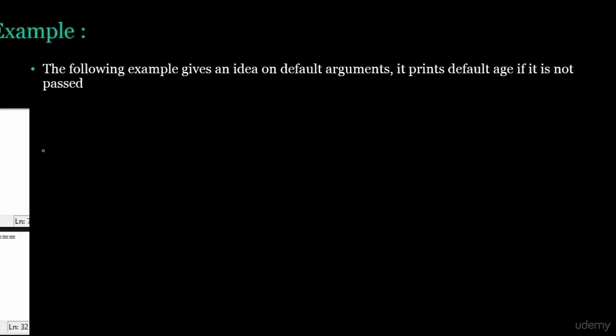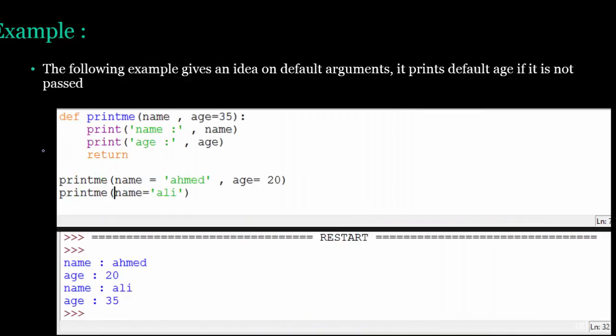The third type of argument is the default argument. A default argument is an argument that assumes a default value if a value is not provided in the function call for that argument. Let's see this example here. The following example gives an idea on default arguments. It prints the default age if it is not passed.